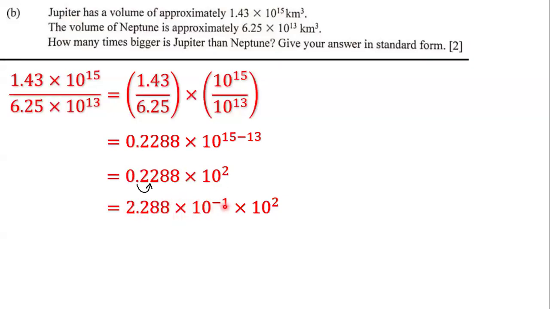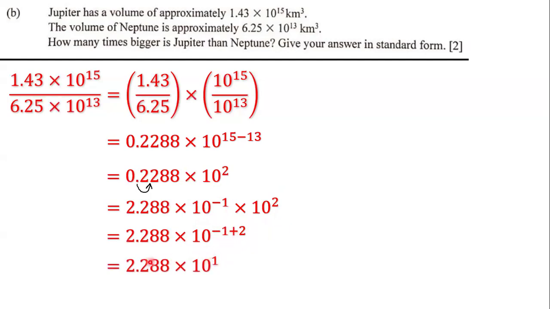So this whole numerical expression that we have here is equal to 0.2288. Now we have 2.288 times 10 to the power of -1 multiplied by 10 squared. And so what we're going to do here is multiply these two terms that have the same base. Whenever you are multiplying two terms that have the same base, you're going to add the powers. And so we have 2.288 times 10 to the power of -1 plus 2. So what is -1 plus 2? Well, -1 plus 2 is 1.